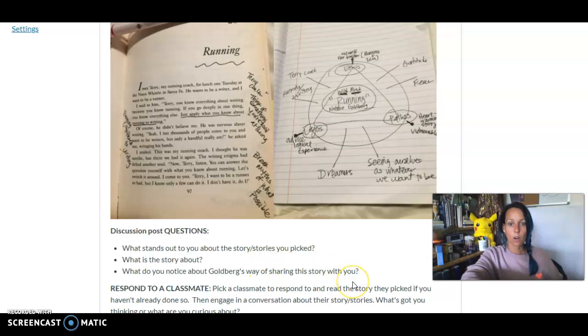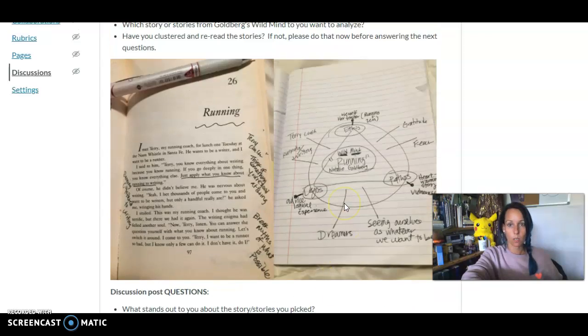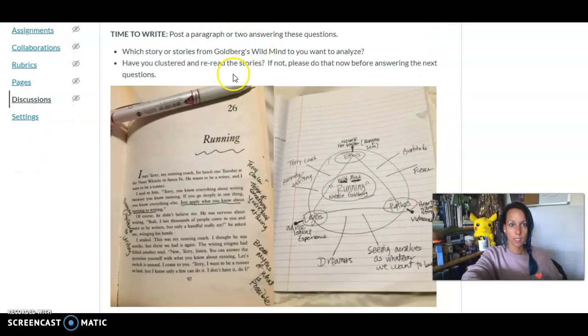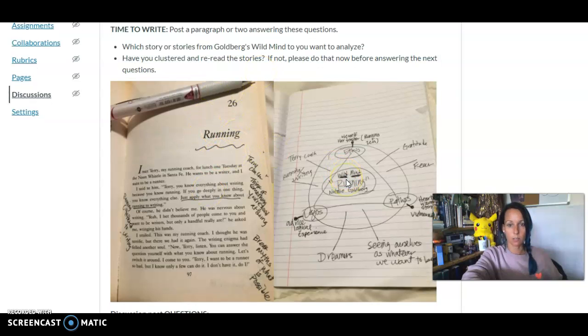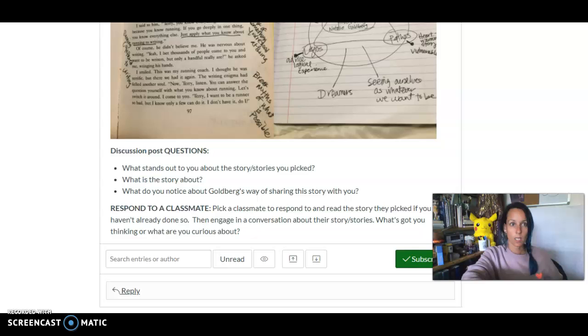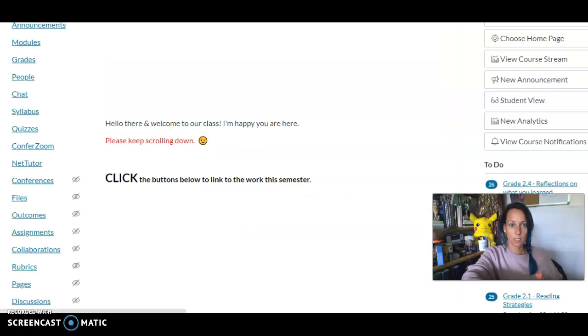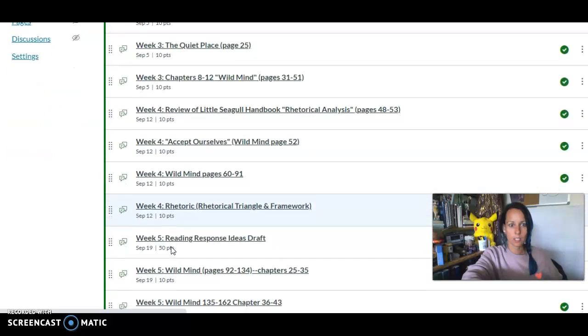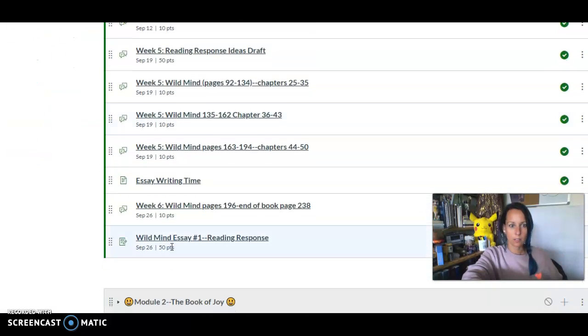If you are already formulating a draft for your essay number 1, you're welcome to post that here as well, but it's totally up to you. The more you post, the more you can get feedback. Which story are you picking? Have you clustered and done the rereading strategies? Because that's what's here, so keep that in mind. That's what's happening with this one. Now that my site is refreshed, hallelujah, I can scroll down to the actual prompt, and it's here.